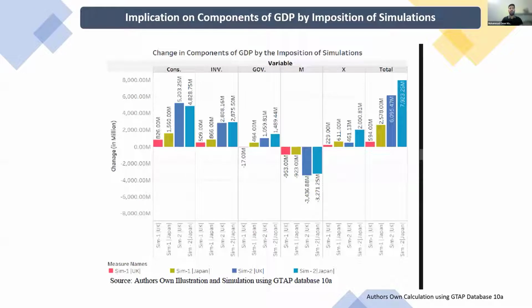At the same time, if we look into the GDP components, which are consumption, investment, government, imports, exports, etc. Total.